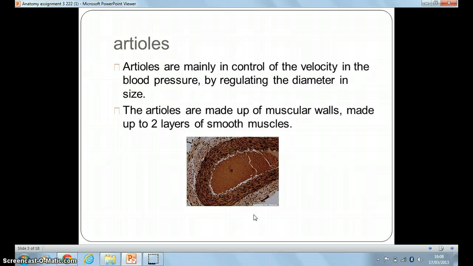Arterioles. Arterioles are mainly in control of the velocity in the blood pressure by regulating the diameter and size. The arterioles are made up of muscular walls made up of 2 layers of smooth muscle.